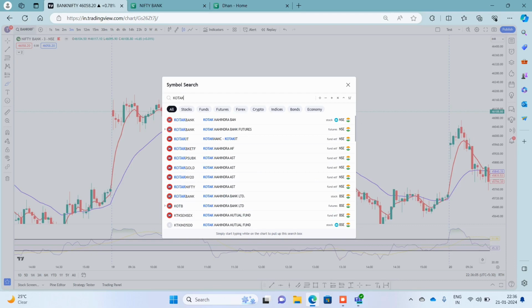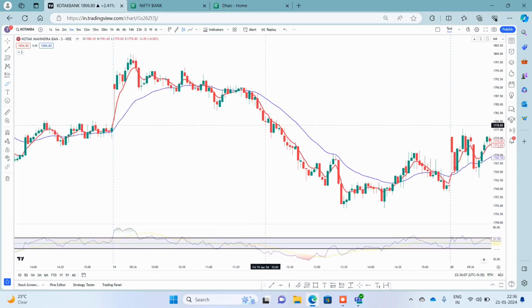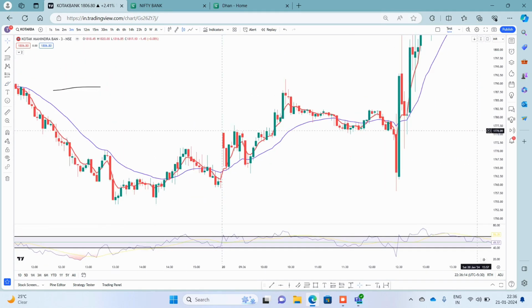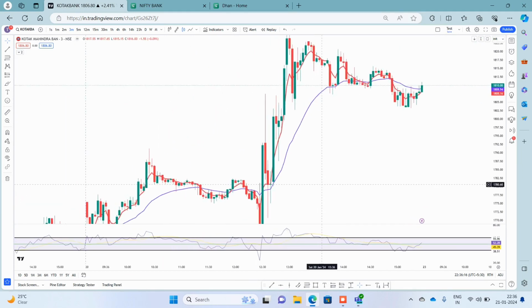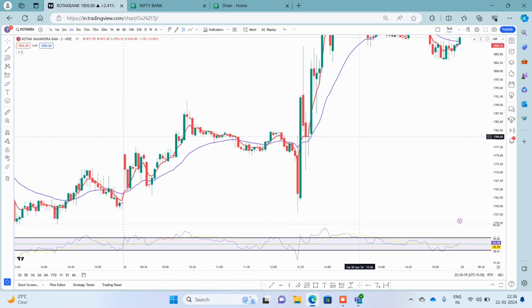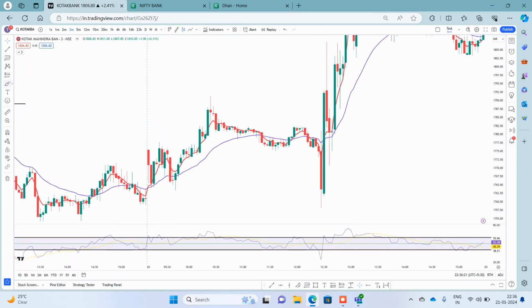I am just opening Kotak Bank. The same strategy can be applied anywhere. Let's see Kotak Bank on Saturday's market. Here you see the market opened on this candle. This candle is closing above 5 EMA. Here will be your entry, this will be your SL, and you will get some points here.